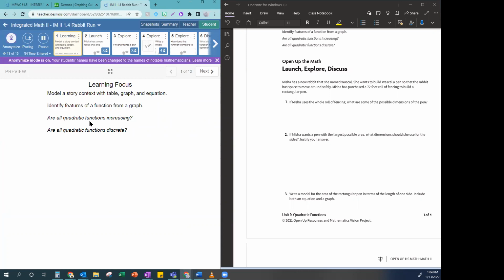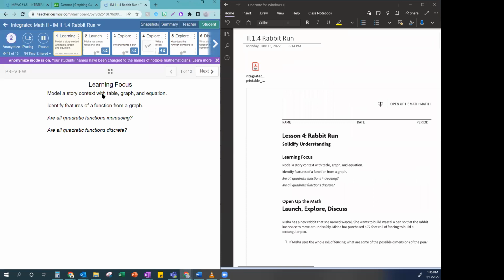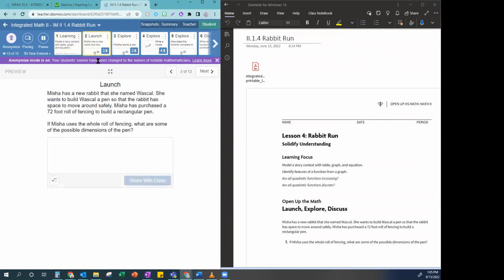And are all quadratic functions increasing? Are all quadratic functions discrete? Okay, we have not really talked about this word. It'll come up today. And then you'll understand what a discrete function is versus a continuous function. So we'll talk about that in a bit.